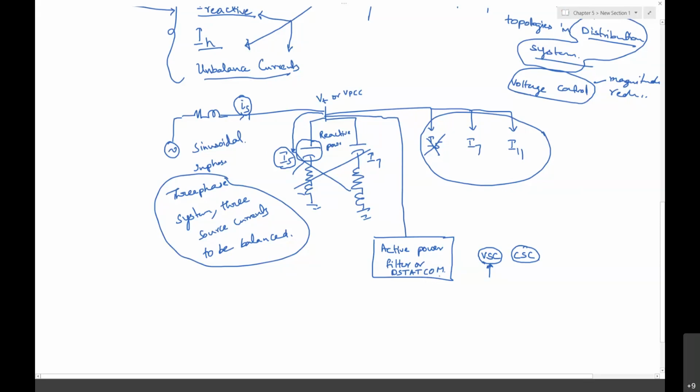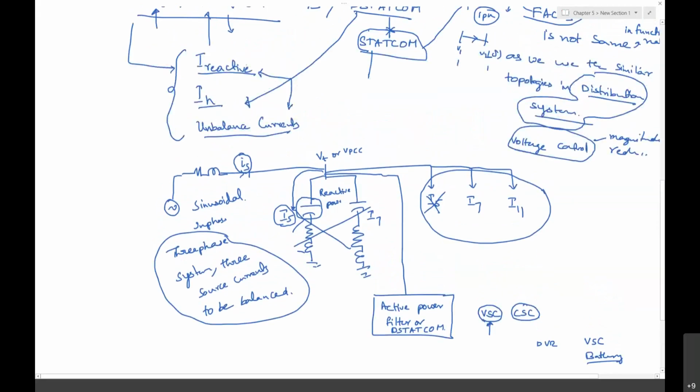In the DVR, the voltage source converter is supported by a battery, but in the case of the DSTATCOM, we need to support the reactive power. For that, we don't require any kind of power source, and the same for the harmonics. It has the real component of current, and the real component current has the reactive power component of the current.